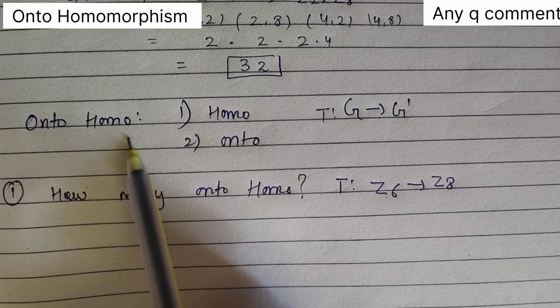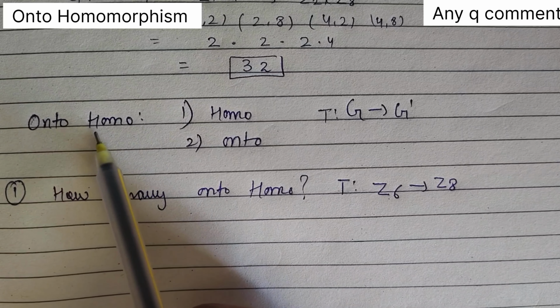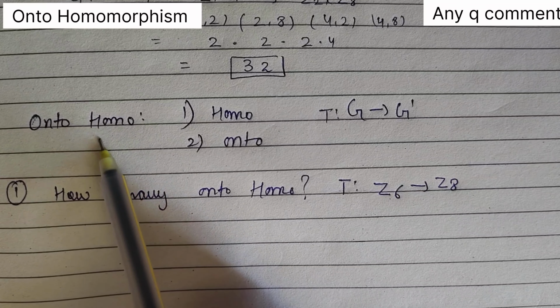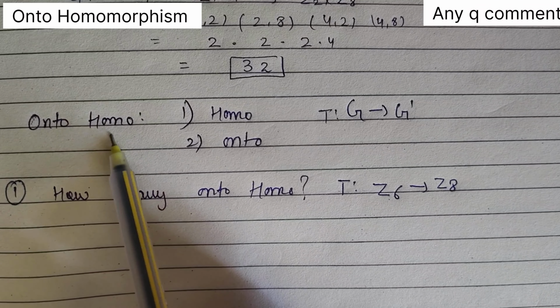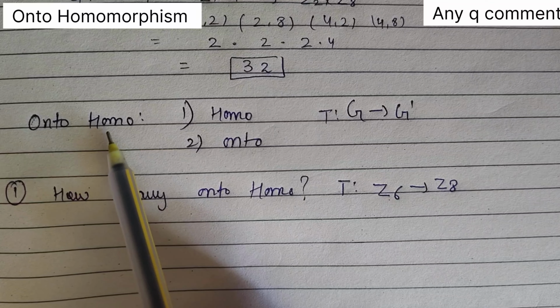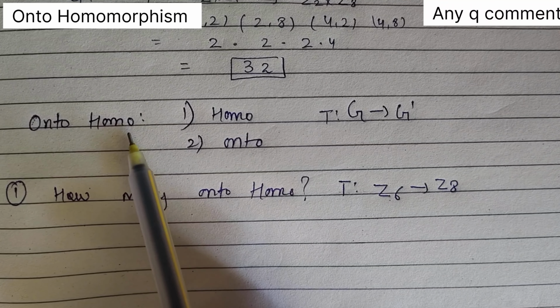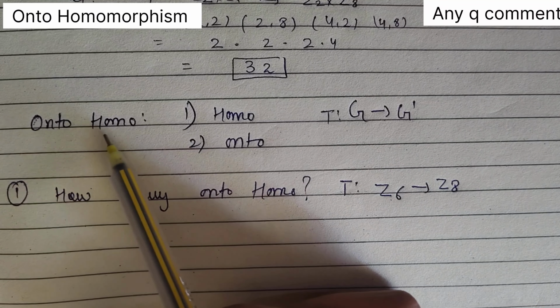Onto homomorphism. So till now we have covered what a homomorphism is, how to define a homomorphism, and how to check whether a homomorphism exists or not. Then we worked on counting the number of homomorphisms. Okay, now it's time to learn about onto homomorphisms.